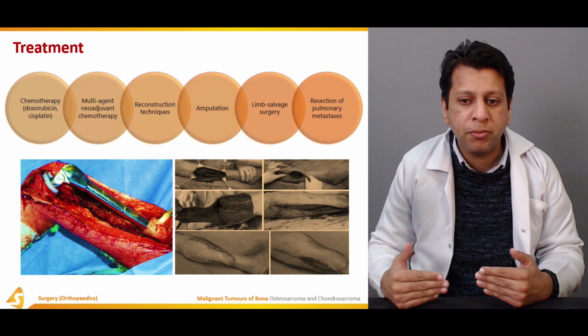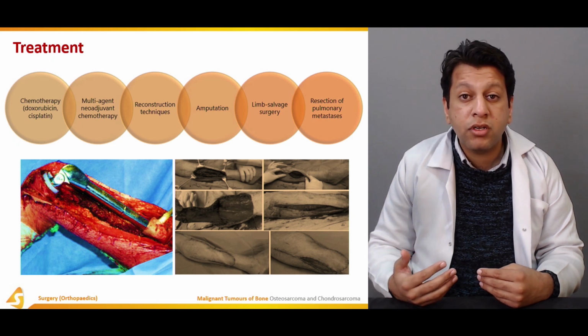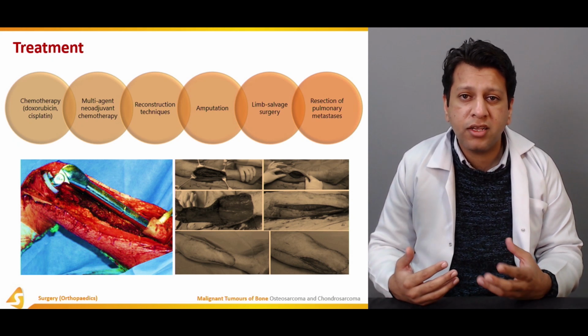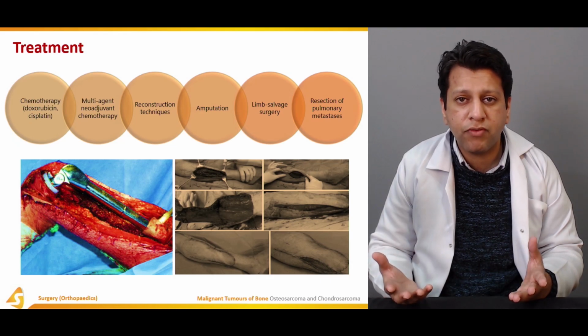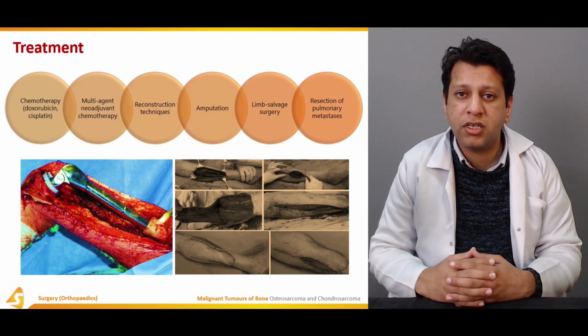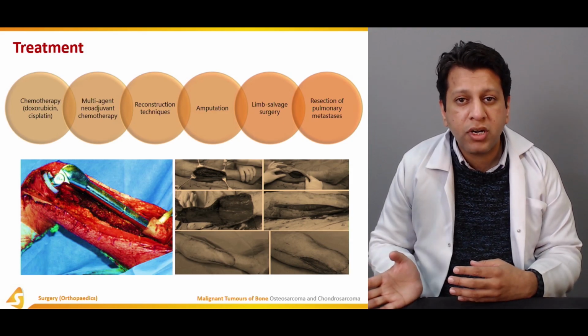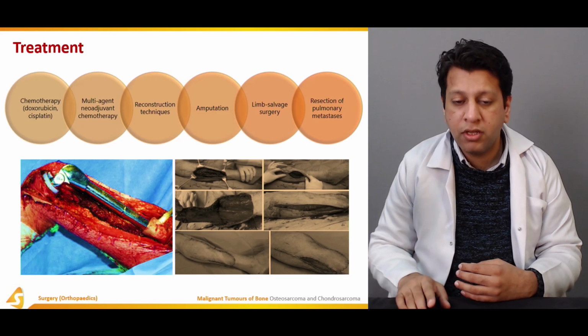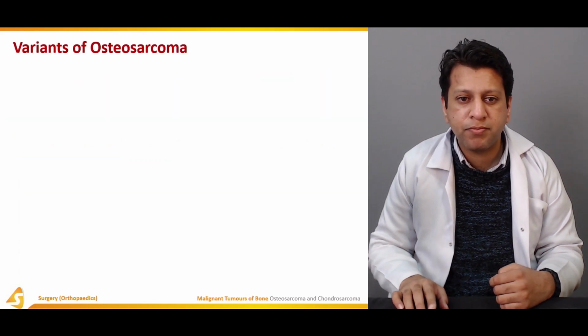Then coming to the resection of pulmonary mets, if there are fewer than six of them, they can be resected. But if there are multiple, then we do not need to resect them. We have to give them postoperative adjuvant chemo and radiotherapy for the treatment of osteosarcoma.